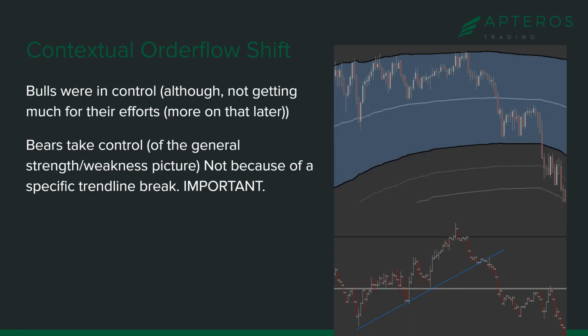That is significant. Not to mention, overall contextually, the DVA is rotational, rejecting upper extremes. And this is a little failed break. This is a little upthrust pattern here, isn't it? It was compressing, right? And it goes and fails with the shift on the tape.